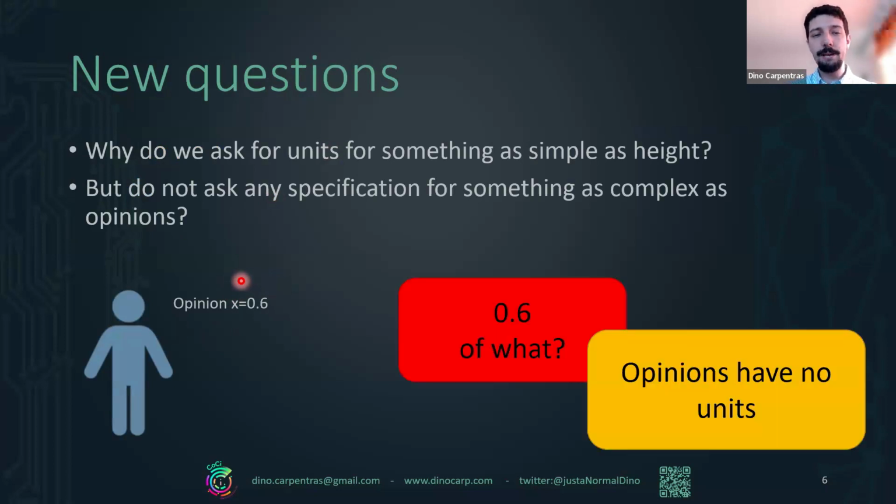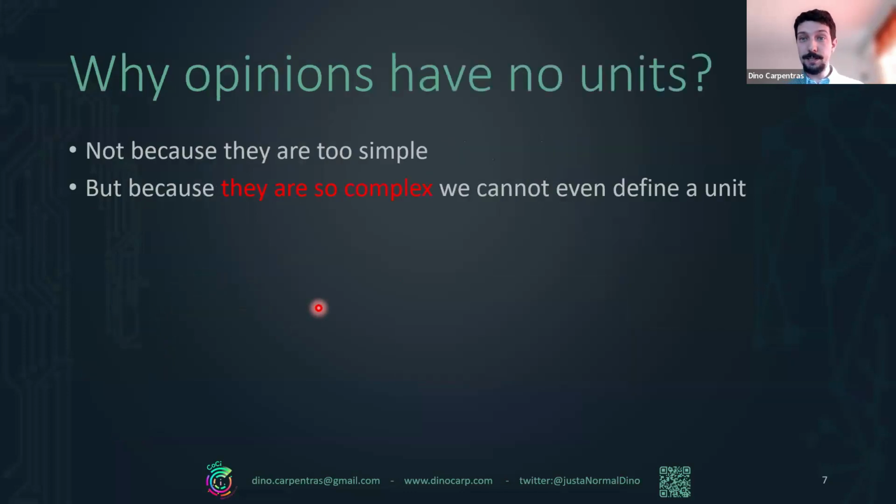Why are we so rigid with simple measurements like height, and then so flexible that we do not need to report the unit of measurement for something as complex as opinions? The simple answer is we don't ask this question because opinions, as many other things like happiness, stubbornness, and all the psychological variables, have no units of measurement. But this is an important distinction.